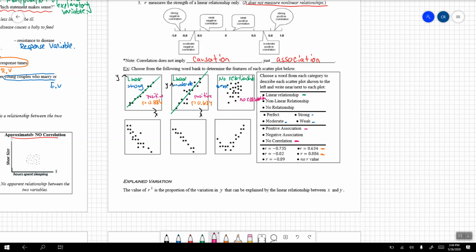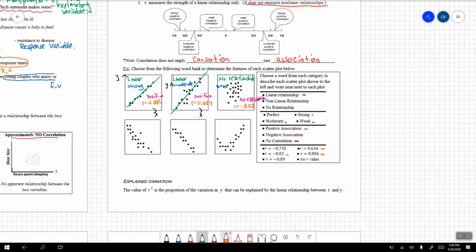It says no correlation. Now, am I looking for an R value? Well, let's see. In this particular case, there will be an R value because I chose no relationship here. There will be an R value, but the R value will be very, very, very close to 0. Now, which value is closest to 0? Well, that's going to be this one here, the R value of negative 0.02. All right, looking pretty good so far.